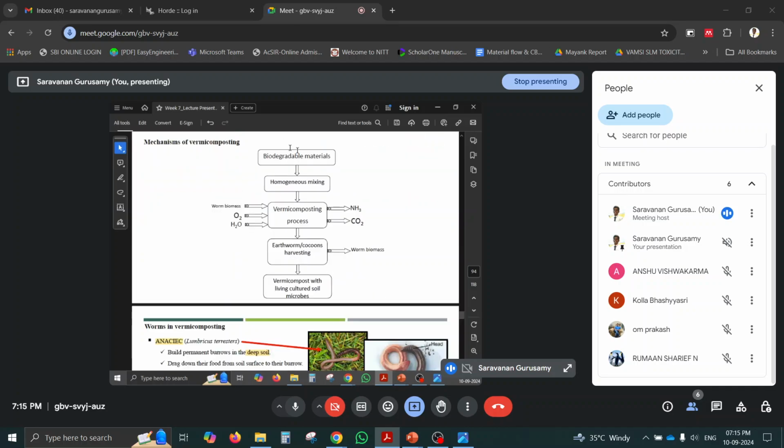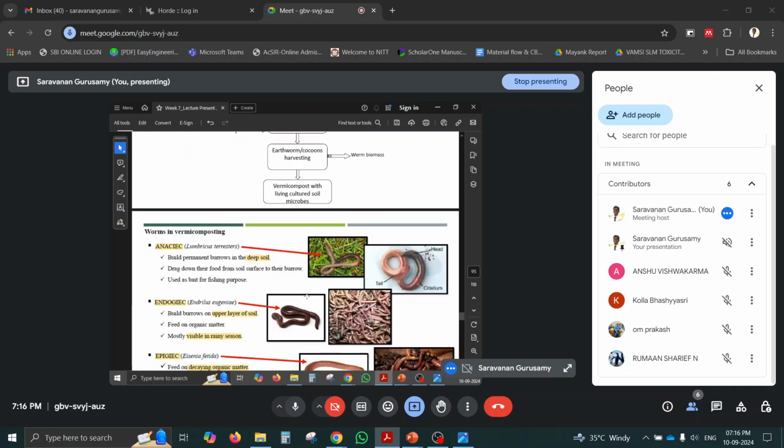Here also the biodegradable material we have to mix first to be homogeneous, because worms will act only on homogeneous material, because whenever there is heterogeneous material, all the worms will die. So we need a homogeneous mixture, and then we need to add the earthworms, and then we need to supply oxygen. Proper moisture should be maintained. If the moisture is higher, then worms will die. It will create an anaerobic condition. So oxygen and water should be maintained properly. What are the products? Ammonia will be liberated, CO2 will be liberated. Finally, earthworms will be harvested, and then vermicompost with the living culture of soil microbes will be taken. Earthworm harvesting means we have to take out the earthworms for the next cycle, and then the final vermicompost can be taken out. So this is the mechanism of vermicomposting.